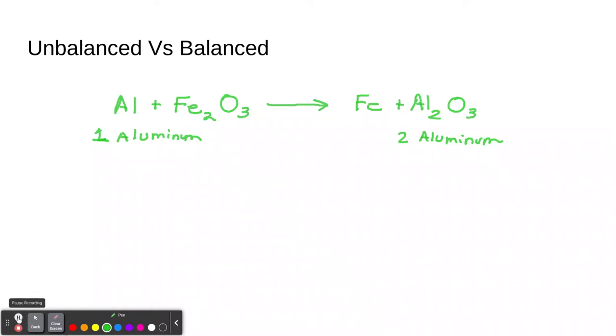So we're just going to balance out aluminum first. We do one at a time. Right now, this chemical equation is unbalanced. To balance it, we need 2 aluminums over here. So that's where the coefficient comes in.